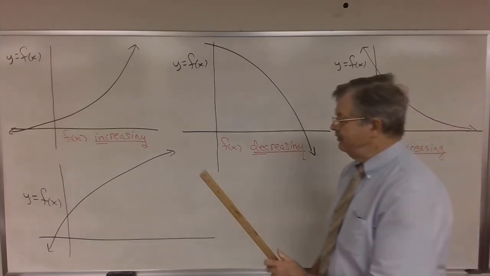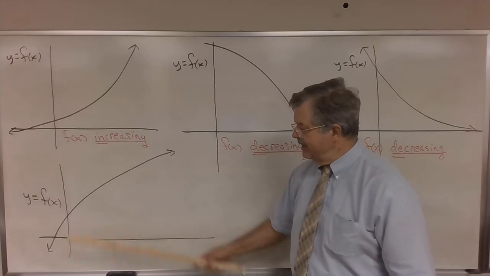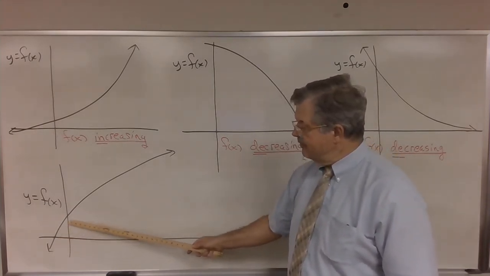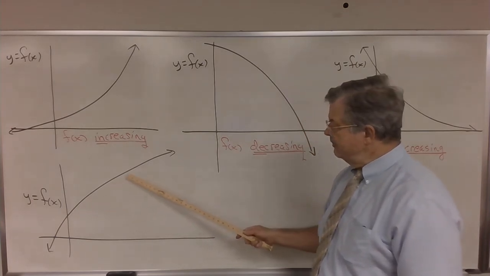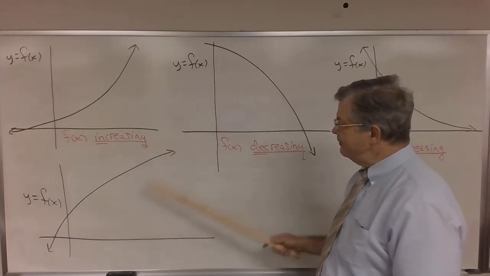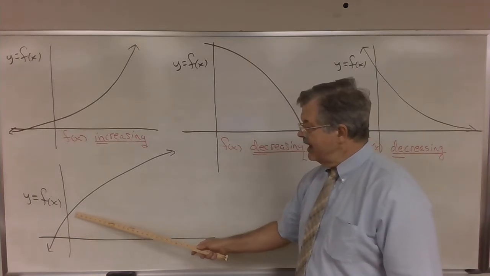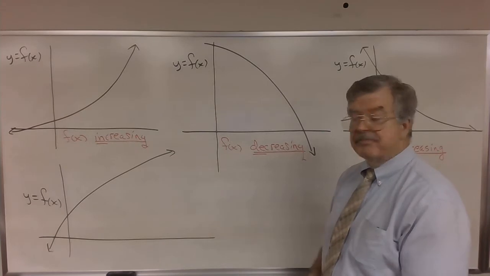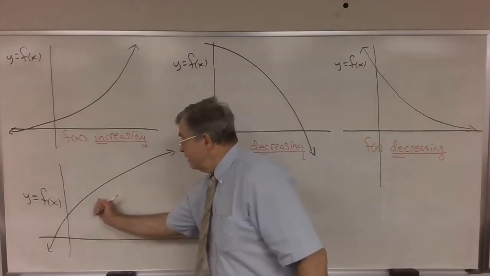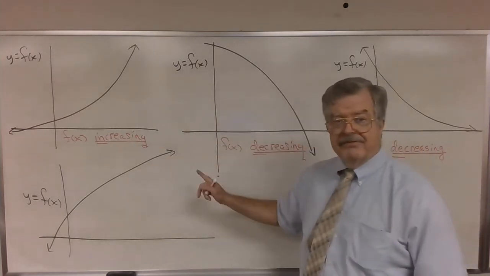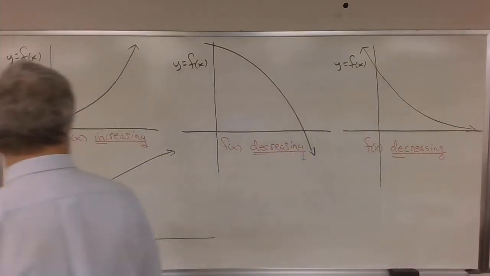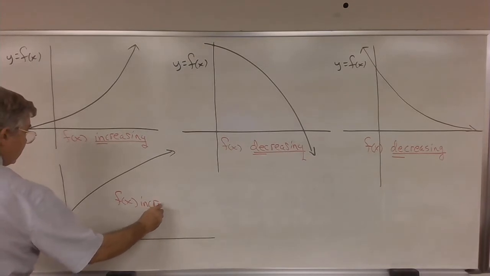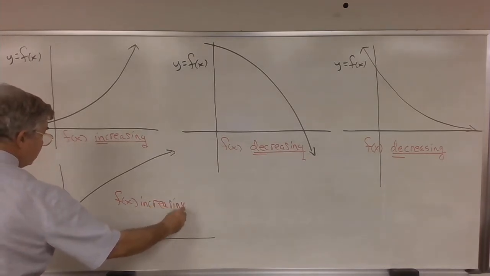And let's look at this last example down here. I'm going to move along the graph going from left to right. And as I move along the graph going from left to right, the graph does what? It goes uphill, right? The graph goes uphill as we move from left to right. This function is increasing. F of x, increasing.